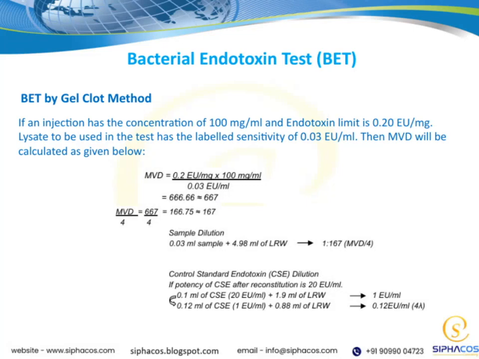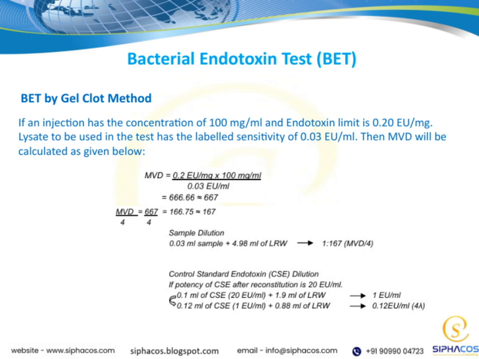Now, let's look at an example to understand how these values come into play. We have an injection with a concentration of 100 milligrams per milliliter, and the endotoxin limit is set at 0.2 EU per milligram. The lysate we're using in the test has a labeled sensitivity of 0.03 EU per milliliter. Using these figures, we can calculate the maximum valid dilution, or MVD, which helps us determine the safety margin.